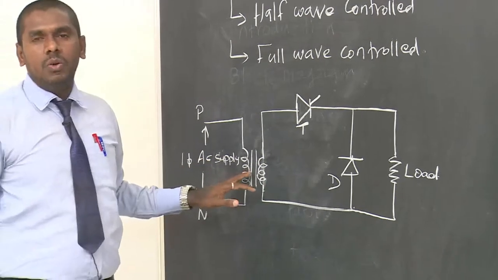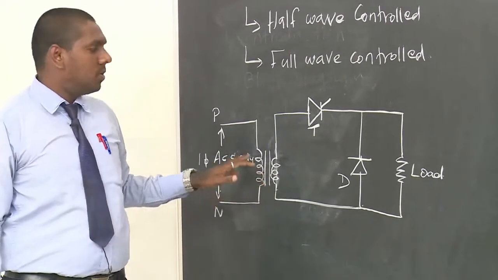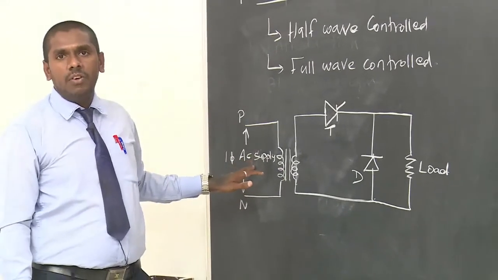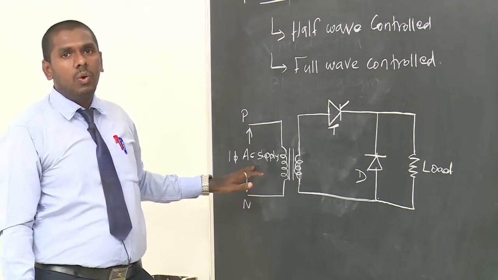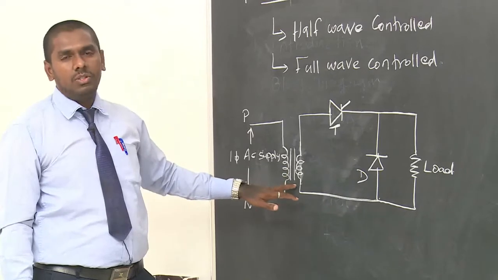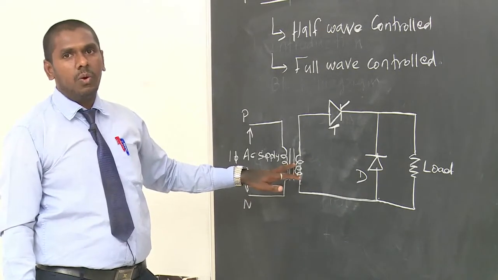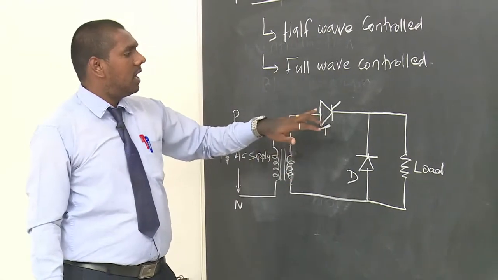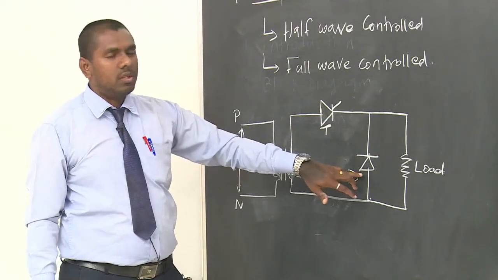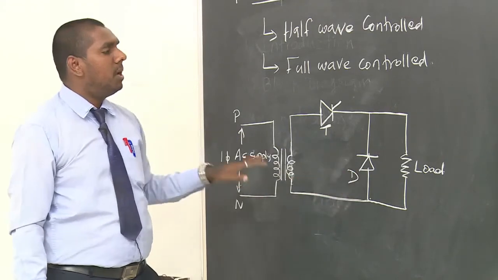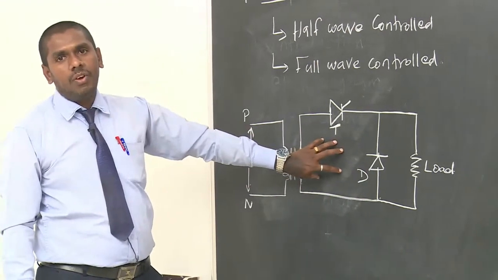What is the purpose of using a transformer here? On the input side we will get a voltage fluctuation. To avoid the voltage fluctuation, we are using a transformer. The transformer gives a constant voltage. Then the thyristor will be connected and the diode also will be connected. So this is the basic circuit diagram for your half wave rectifier.